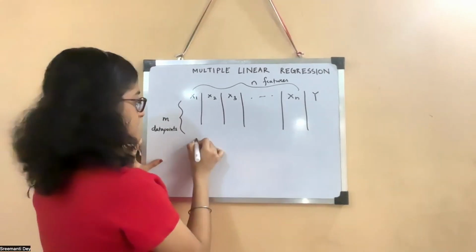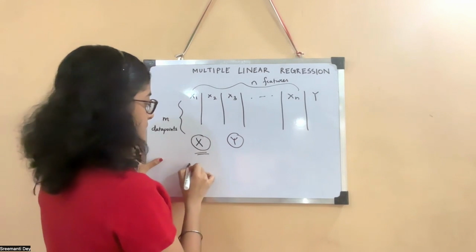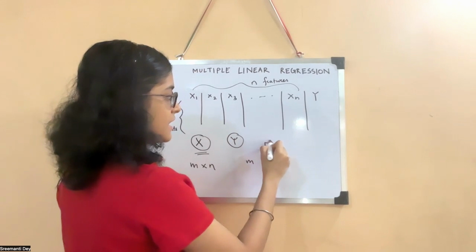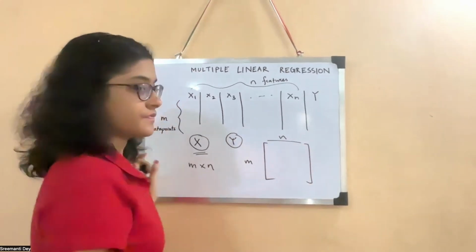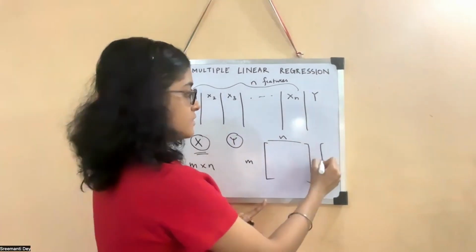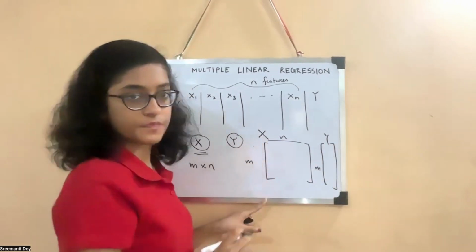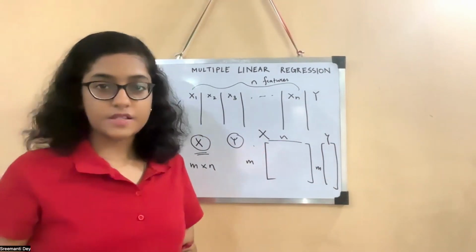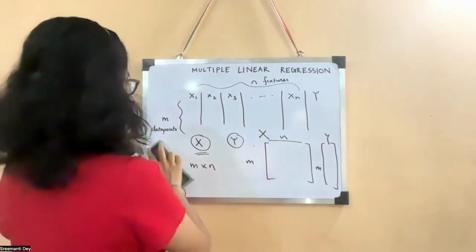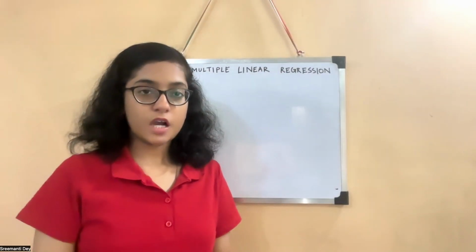So our x matrix, we know that we are given x and we try to find y. Our x matrix will be m cross n, m being the number of data points and n being the number of features. And y is m cross 1, as we know, just a single value. This is y and this is x. Okay, so now we have the data set. We understand what the data set looks like.